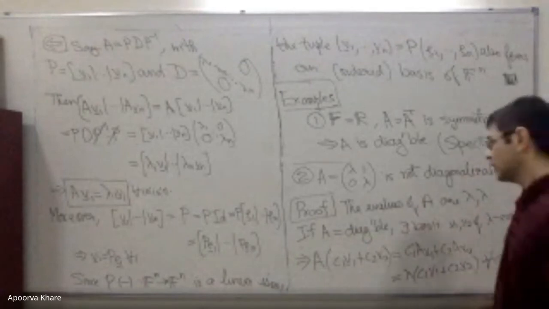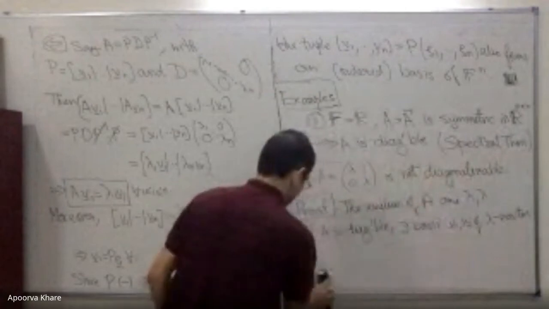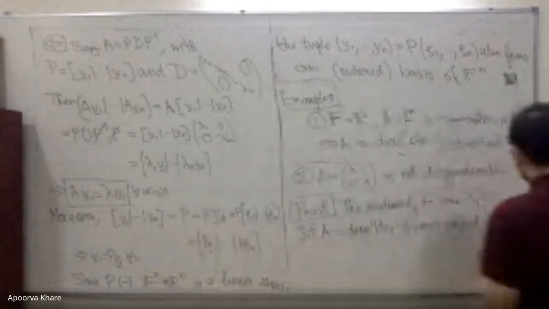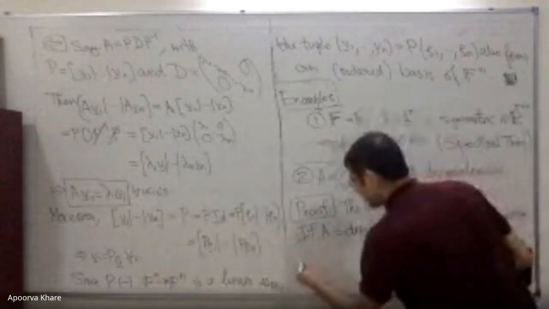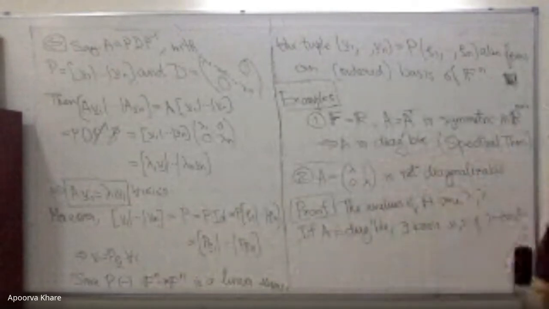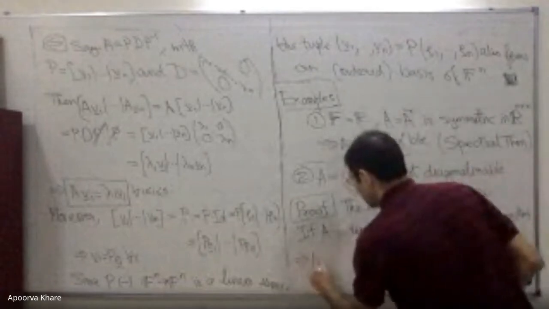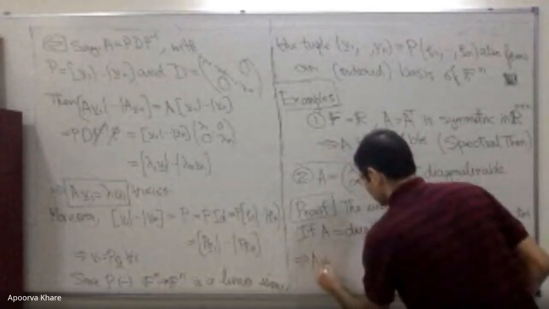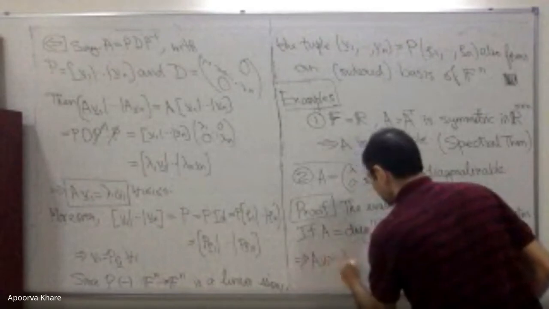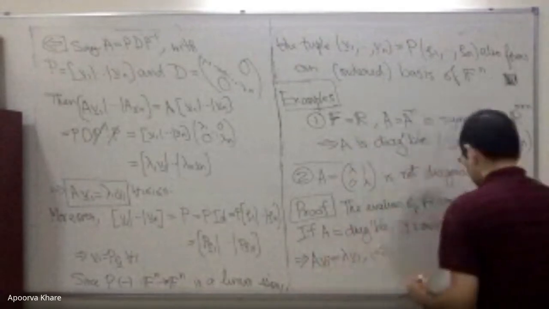I don't need to say all this, sorry, because of exactly the same calculation. So what does this mean? It means that A times V_i equals lambda times V_i, for i equals 1, 2.